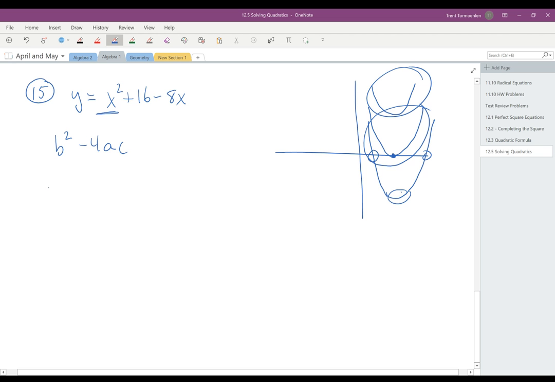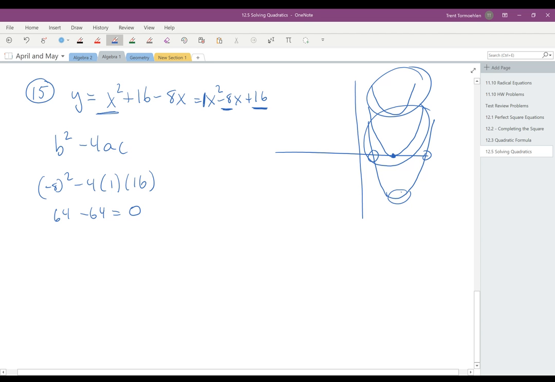And so that's going to give you negative 8 squared minus 4 times 1 times 16. So remember, we would rewrite this as x squared minus 8x plus 16. So a is 1, b is negative 8, and c is 16. So that gives me 64 minus 64, which equals 0. So our discriminant on this one is 0.